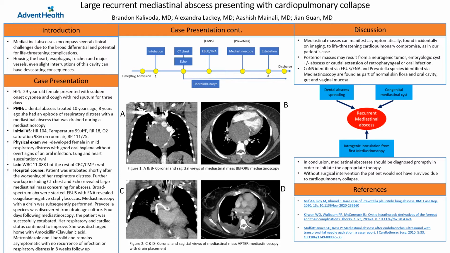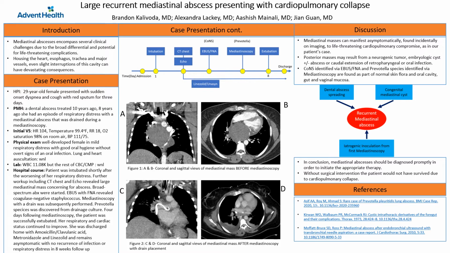In Figure 1A and 1B, we have both the coronal and sagittal sections from a CT angiography, which shows a large mediastinal abscess. Figure 2C and D, we have both a coronal and sagittal views, respectively, after the mediastinoscopy and drain placement was performed. Discussion.